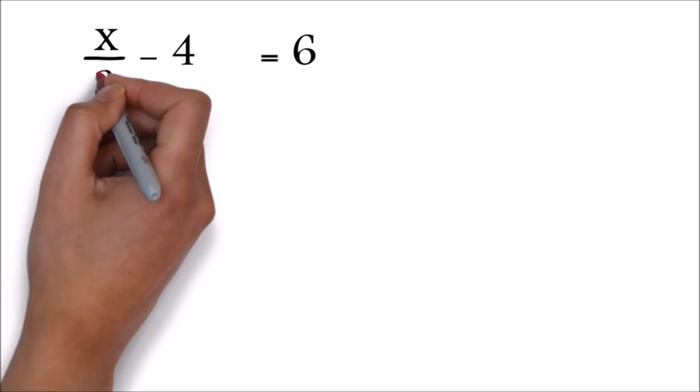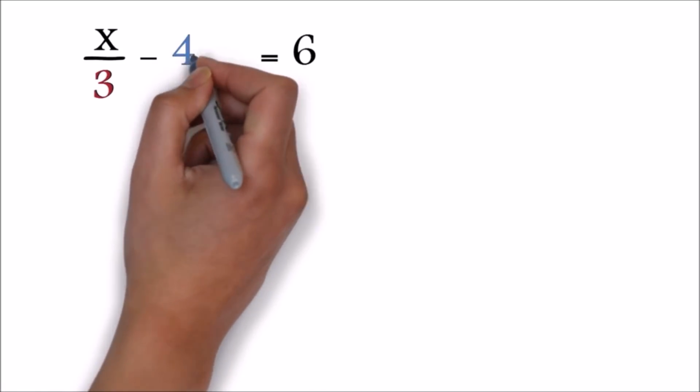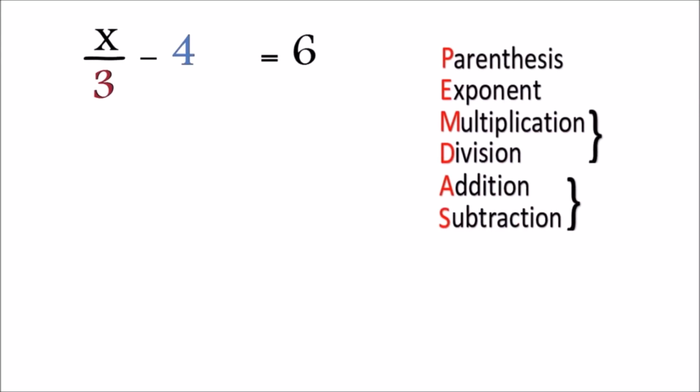Solve for x in x over 3 minus 4 equals 6. We want to get rid of all the numbers attached to the x, so we can have the x alone on one side of the equation. To achieve this, we must get rid of the divided by 3 and the minus 4. Let's bring our order of operations. We are working from the bottom up. We will see that in this form, we must do the subtraction before the division.